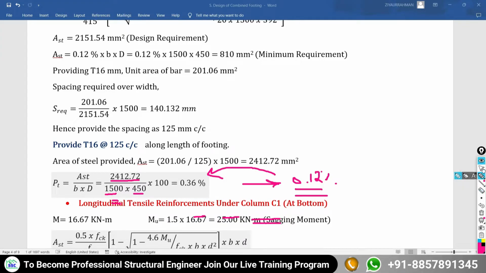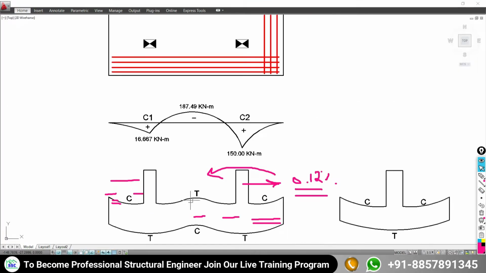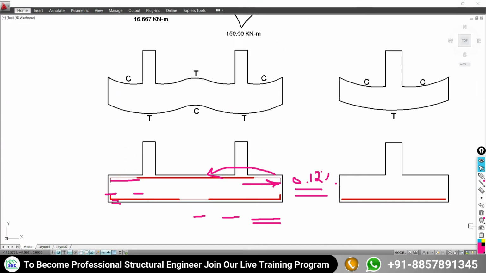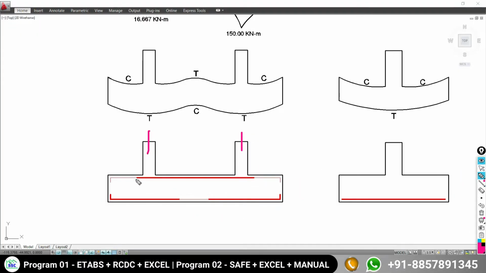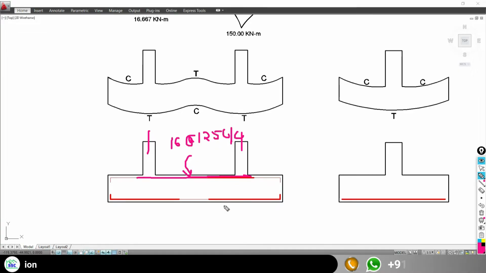So with this, which reinforcement are we getting? We are getting this reinforcement. Have a look at this. So we have decided the reinforcement that we have to provide in between this C1 and C2 column at the top face of the foundation. It will be 16 mm diameter at a spacing of 125 mm center to center.